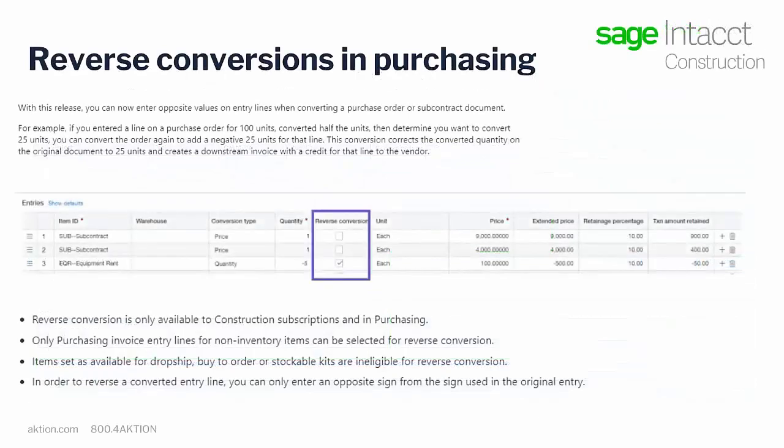The next configuration setting that was highly requested is to reverse conversions in purchasing. At this point in time, this is only for non-inventory items, such as subcontract, materials, equipment, etc. So this now allows you to enter a negative value from what was used in the original entry.